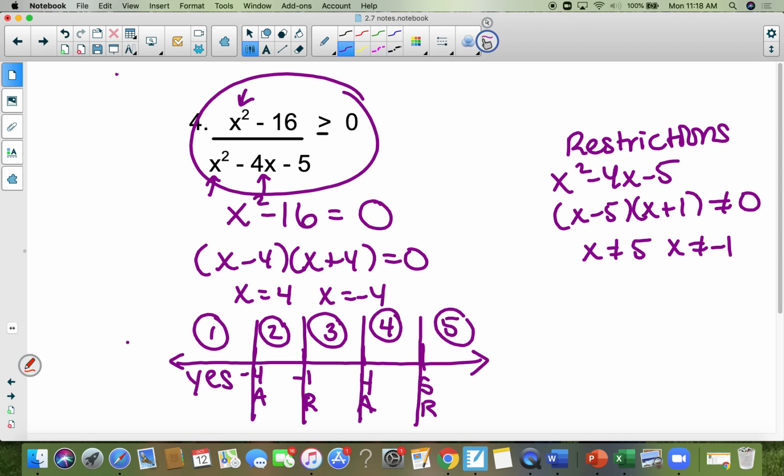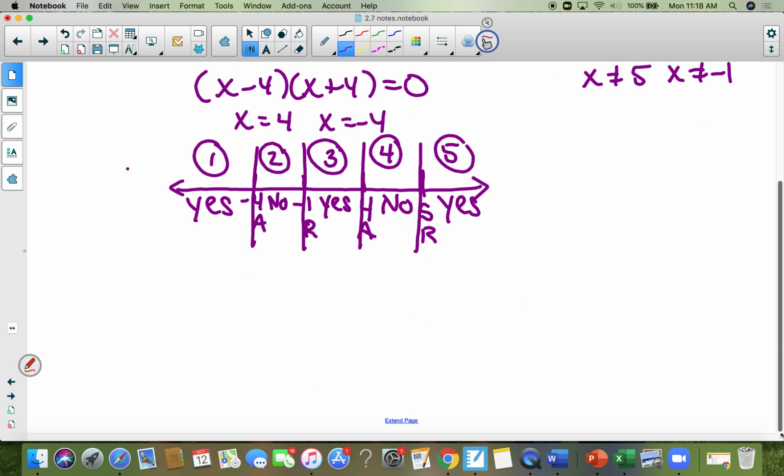I would plug a negative 2 in there, and it's going to end up being a no. Between a negative 1 and 4, I would plug 0 back up in there, and it would be a yes. 4 and 5 isn't going to be easy. I would put in 4 and a half back up into there, and it's going to be a no. And I would probably plug 6 up there, and it's going to be a yes. So there are 3 zones that are true.